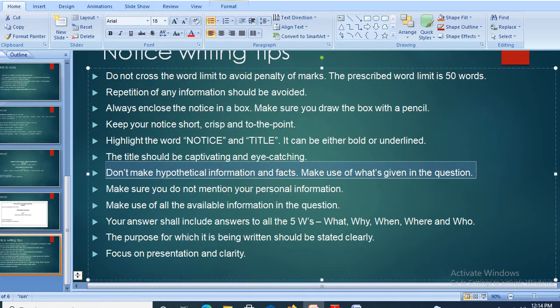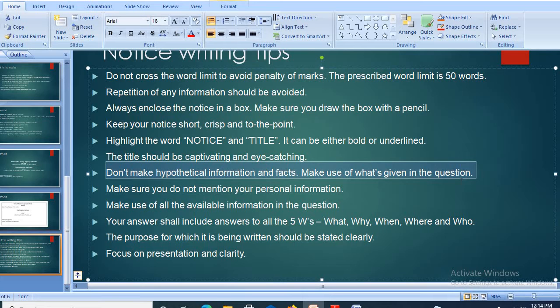Okay, this point, as I have highlighted right now: don't make up hypothetical information and facts. Make use of what's given in the question. Whatever is given in the question, kindly form your answer related to all that information. You don't have to make any hypothetical information and facts, and you don't have to incorporate any information from outside. Whatever information is given in the question, try to write your notice based on all of it.